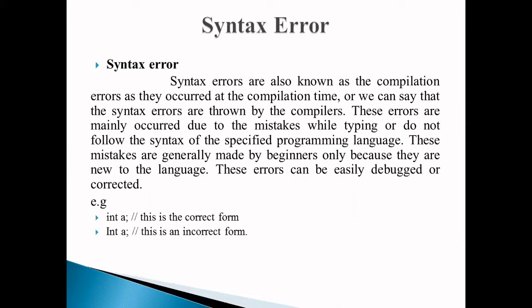These mistakes are generally made by beginners only because they are new to the language. But these errors can be easily debugged or corrected. Let us see an example. Here I define the data type and name of the variable. Here the data type is integer and the variable name is a. This is the correct form. Another example is the same, data type integer and name of the variable, but here is a mistake. We write the first letter of the data type in capital form, so it detects a syntax error.